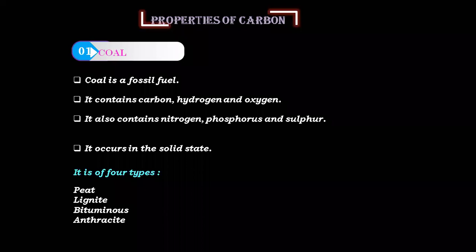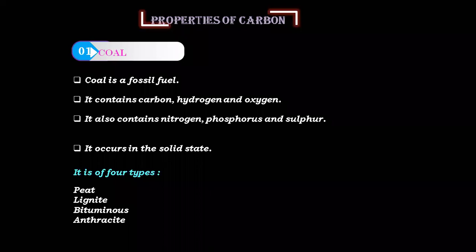So my dear students, we are talking about the properties of carbon under the amorphous form or the non-crystalline form, where the first example we are studying today is coal. And what do I say about coal? Coal is a fossil fuel. It contains carbon, hydrogen, oxygen. Along with that, trace quantities of nitrogen, phosphorus, and sulfur are also present. It occurs in solid state. And the four different stages in which coal occurs are peat, lignite, bituminous coal, and anthracite. Let us study about these in detail now.